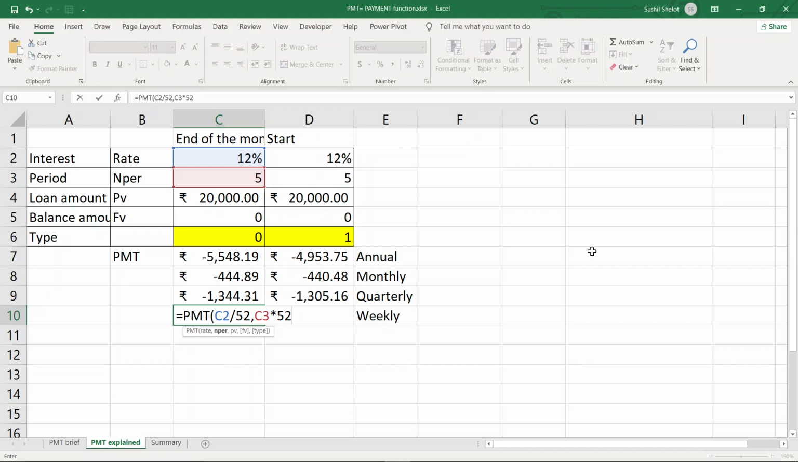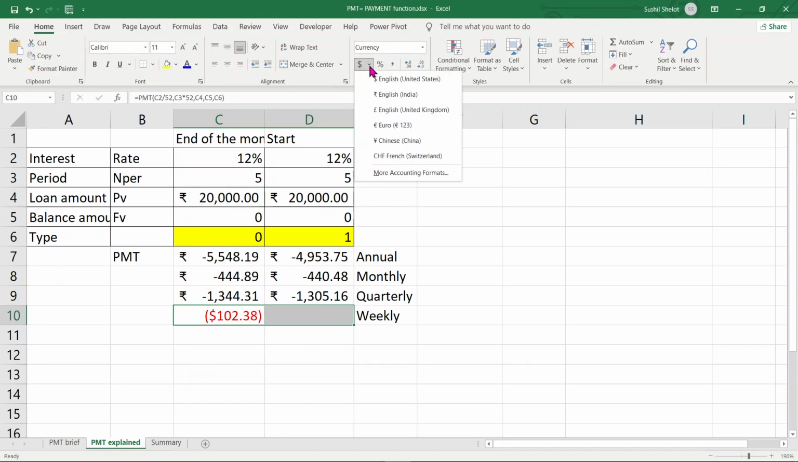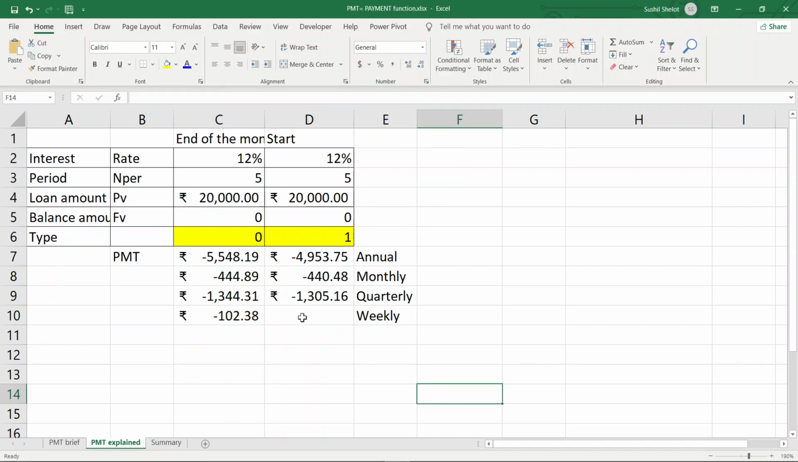The next thing is the amount. The amount remains the same, that is the PV value. The next thing is FV, that is 0, and finally the period is end of the period, so that is 0, that is it. So I'm going to enter it here, and again now I'm going to change the formatting over here for both the cells as Indian rupees, and there it is. So 102 rupees 0.38, there it is.